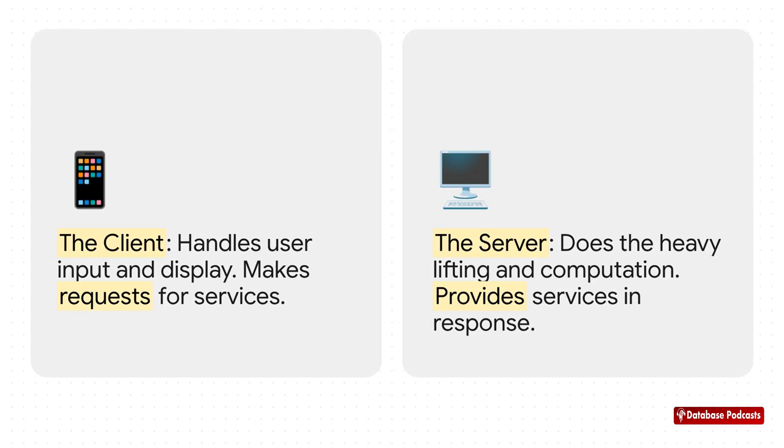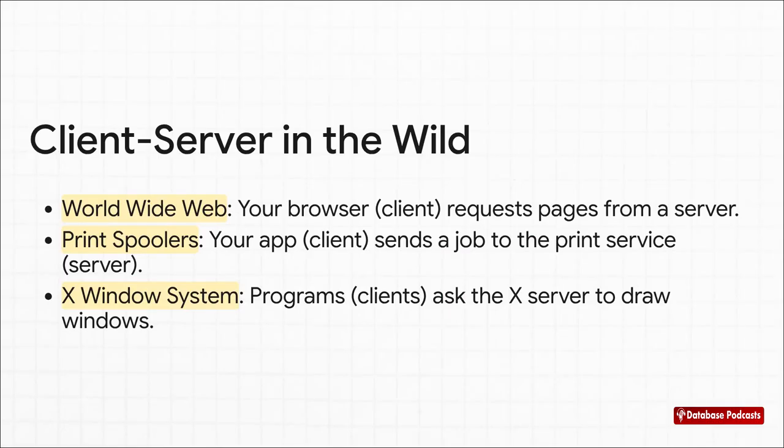On one side, you have the client. That's what you interact with, your web browser, your mobile app. Its job is to handle the user interface and make requests. On the other side of the counter, you have the server. This is a powerful machine somewhere else that does all the heavy lifting. It stores the data, it runs the complex calculations, and it provides services back to the client whenever it's asked. It's a super efficient setup, but it does mean that if the server ever goes down, your client might be totally useless. This pattern is the literal backbone of the modern internet.